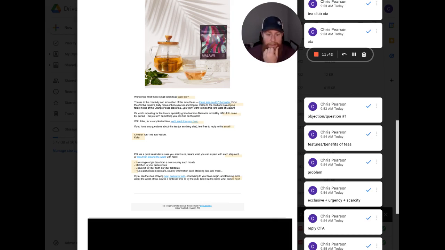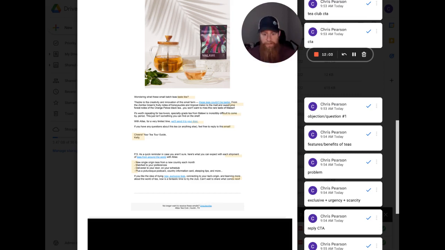This collection from Malawi. And then they go back and repeat again and even say it. It's worth repeating for tea lovers. Specialty grade tea from Malawi is incredibly difficult to come by. Period. Like, this is exclusive. It's hard to get, and Kelly's got her hands tied up with this farm getting this tea for you. So you want it. It's scarce.